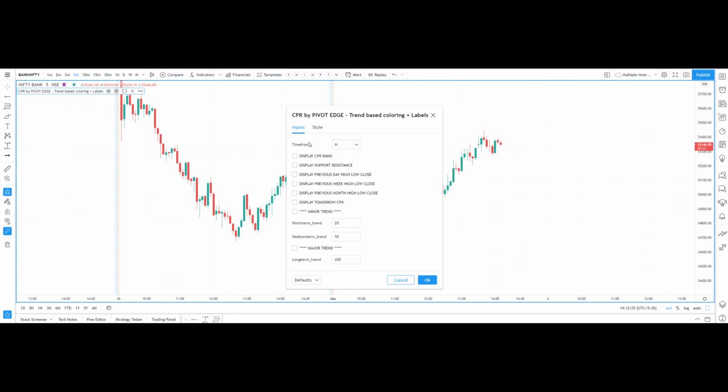Okay, so now let us see in the day time frame, and the first option is display CPR band. Like I mentioned earlier, CPR is the core of this indicator. So I'll just switch it on and show you.